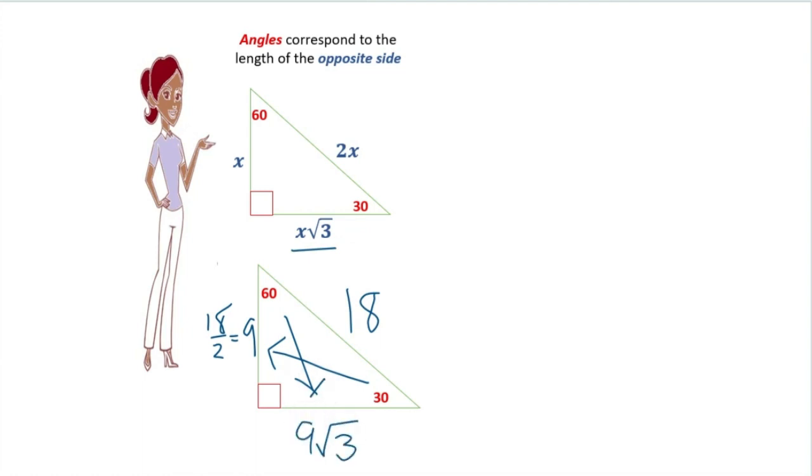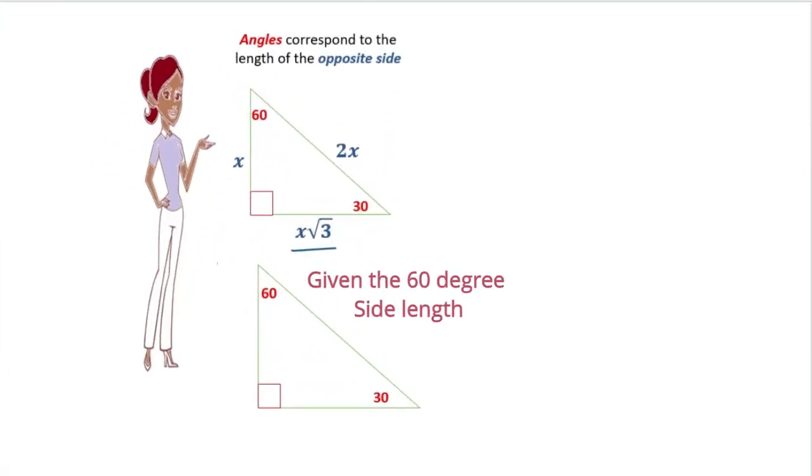So those are the easy ones, when you are given the 30-degree side and the 90-degree side. Let's take a look at what we would have to do when we're given the 60-degree side. Let's say they give us the value for 60 degrees, and it is equal to 12. What we have to do is determine what our x value is so we can substitute it in for our 30-degree and our 90-degree angle.